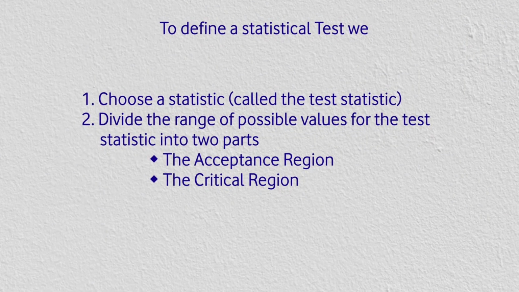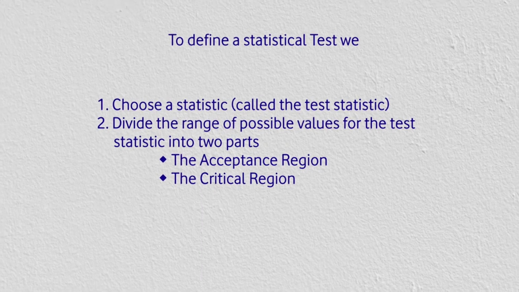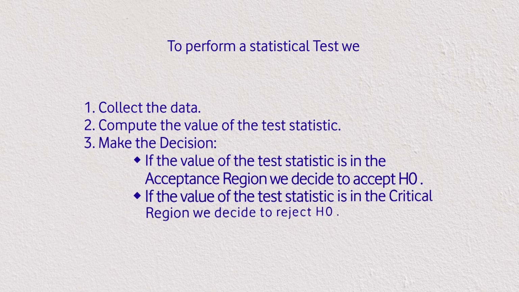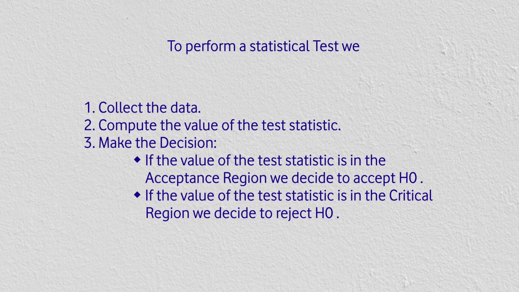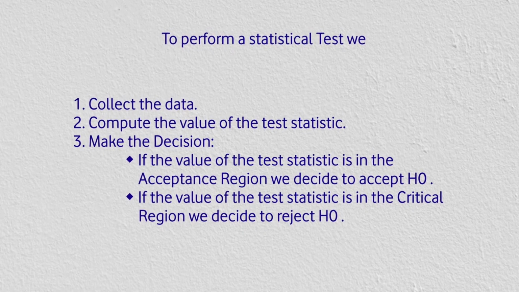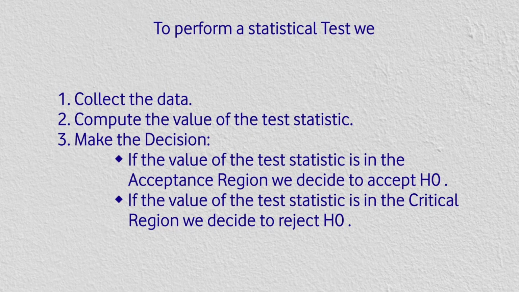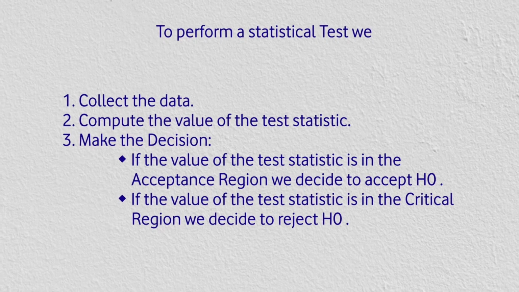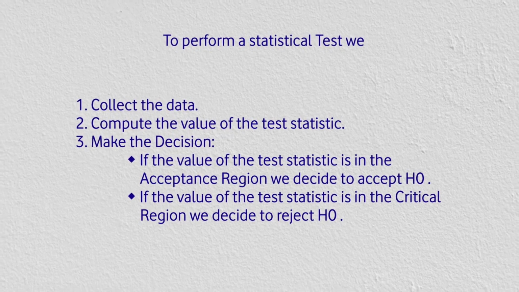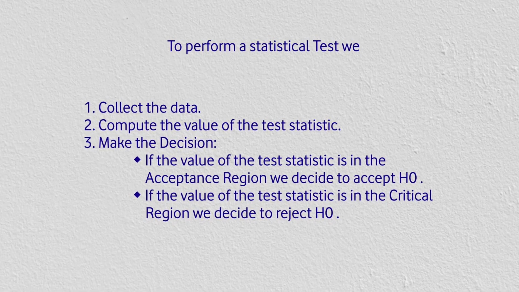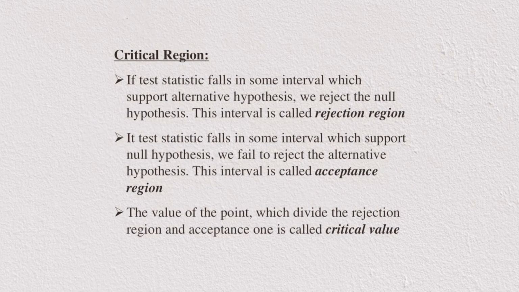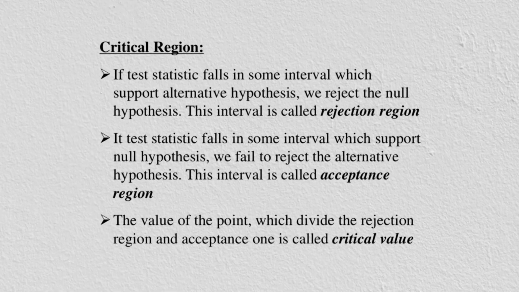of possible values for the test statistic into two parts: the acceptance region and the critical region. To perform the statistical test, we collect the data, which we have already covered in our preceding session, compute the value of the test statistic, and make the decision. If the value of the test statistic is in the acceptance region, we decide to accept H0. If the value of the test statistic is in the critical region, we decide to reject H0, that is the null hypothesis. So if the test statistic falls in some interval which supports the alternative hypothesis, we reject the null hypothesis.